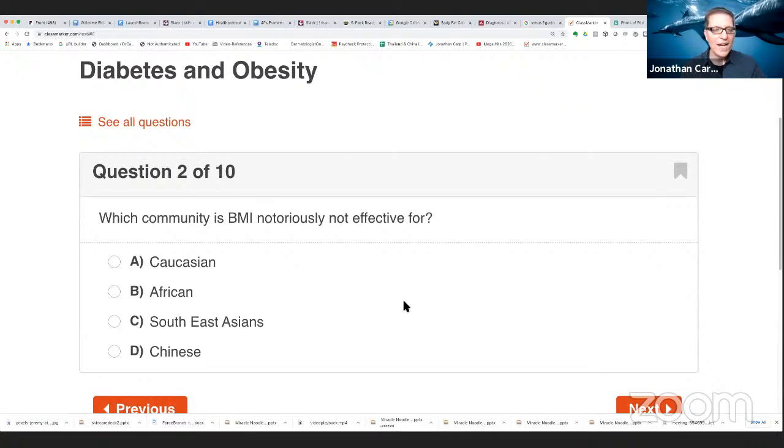Which community is BMI notoriously not effective for? Caucasians, Africans, Southeast Asians, and Chinese? Yes, correct. And quite frankly, we've spoken now that as much as that's one metric that you should be aware of, you should know what your BMI is. You really want to focus on making sure you have an understanding, not just of your BMI, but also of your body fat percentage.